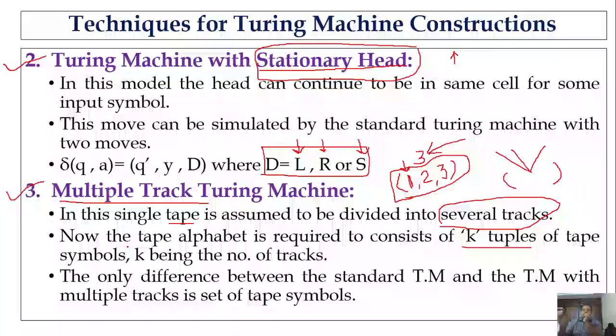So here the tape alphabet consists of k tuples, where k is the number of tracks. The only difference between a standard Turing machine and a Turing machine with multiple tracks is the set of tape symbols. Till now we considered only one tape symbol, but here we have divided the input tape into several tracks, so the tape symbols are also more than one, depending upon the tracks that we have considered.